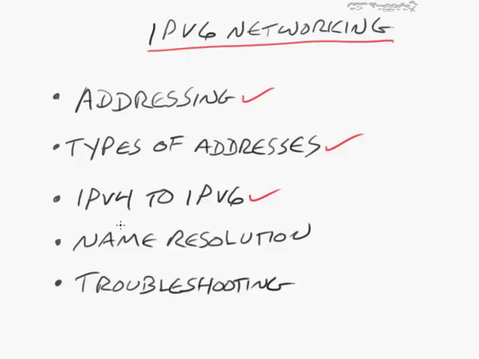We'll also look at transitioning from IP version 4 to IP version 6 and some of the technologies that are used to do that, and name resolution, which primarily is going to just involve quad A records. We'll also take a look at troubleshooting, and there's not a whole lot to say there because most of the tools that you can use with IP version 4 you can also use with IP version 6.